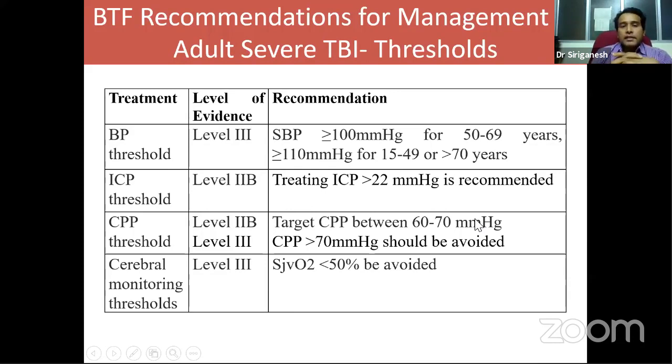Now, there are thresholds for blood pressure, ICP, CPP, and cerebral monitoring. The current recommendation is to maintain systolic BP above 100 mm of mercury for patients aged between 50 to 70 years, and for other adults more than 110 mm of mercury. ICP has been revised from 20 to 22 mm of mercury based on emerging evidence. For CPP, the threshold stays between 60 to 70, and more than 70 should be avoided because of ARDS consequences. And for jugular venous oxygen saturation, values less than 50 should be avoided.